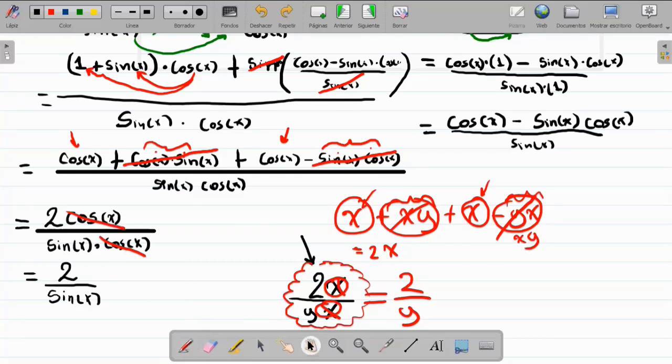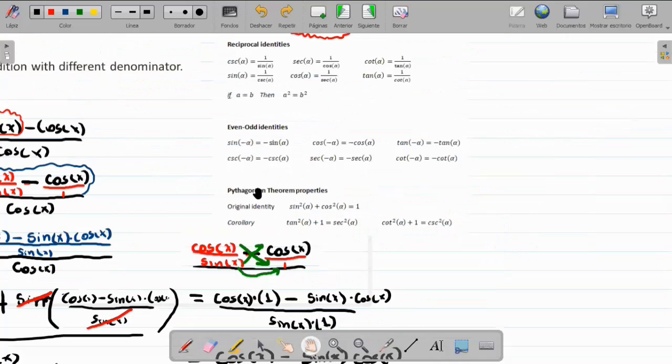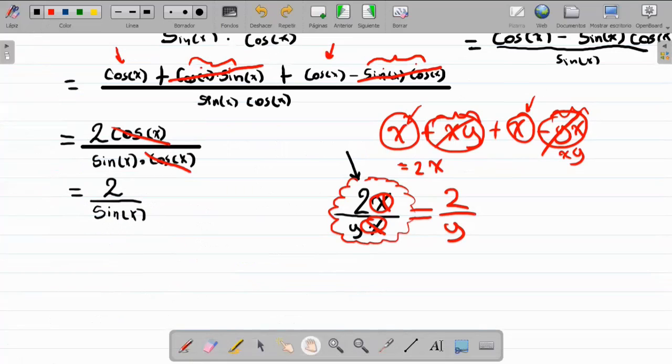And how do you know that? That's why you must have these identities in your hands, okay? These identities must be in your hands. Here is hidden one identity. If you're not clear how to get it, probably this property will help you.